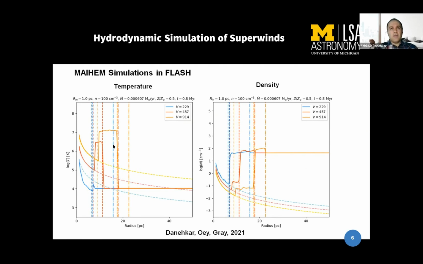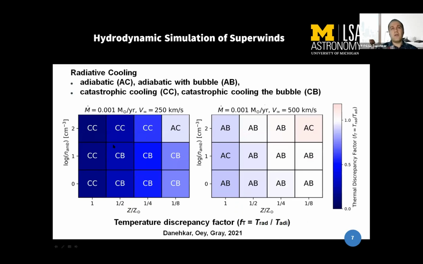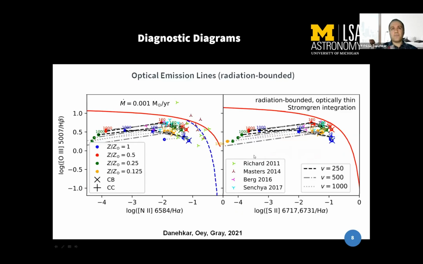And I did a parametric investigation. I ran a series of grids for different mass loss rates, different ambient densities, metallicities and velocities. In this example, we see catastrophic cooling happens at high metallicity and low velocities. CC is catastrophic cooling, CB is catastrophic cooling with bubble, and AB and AC are adiabatic solutions.